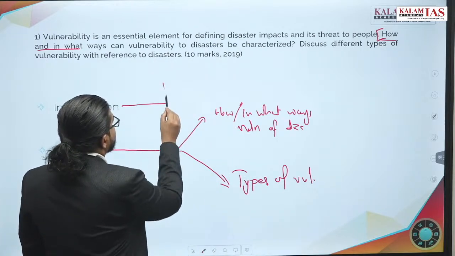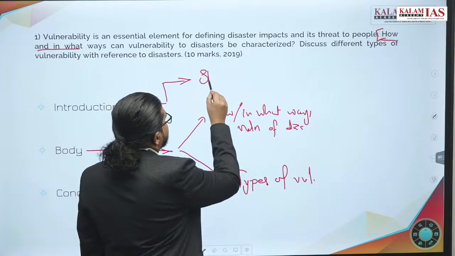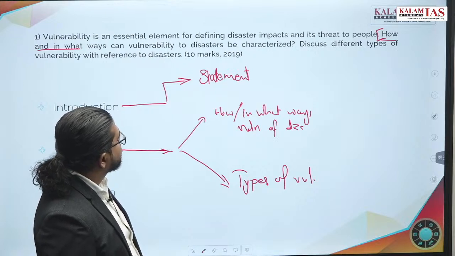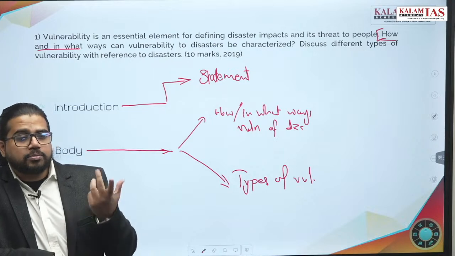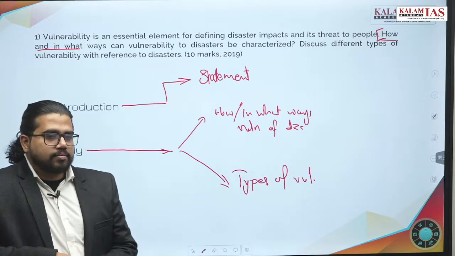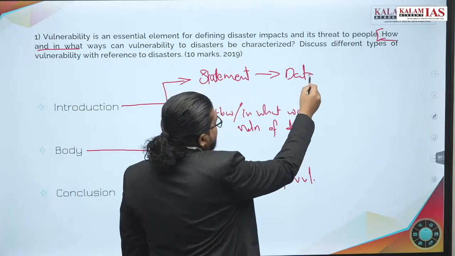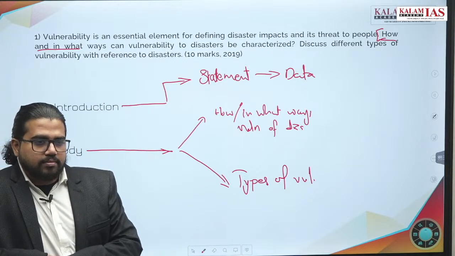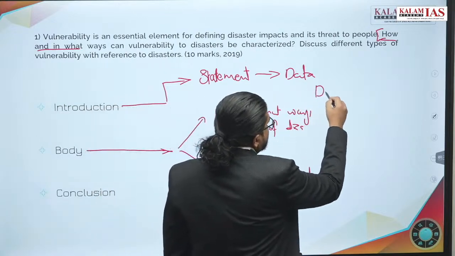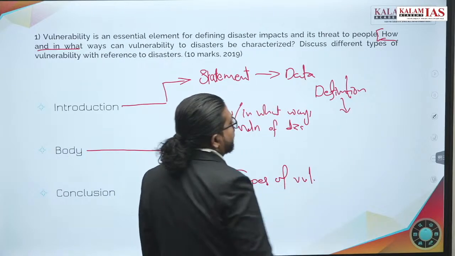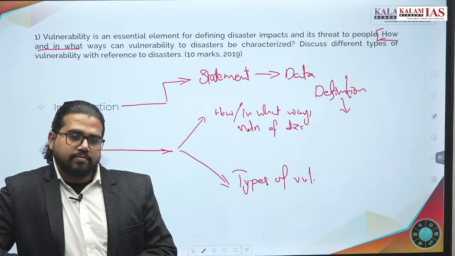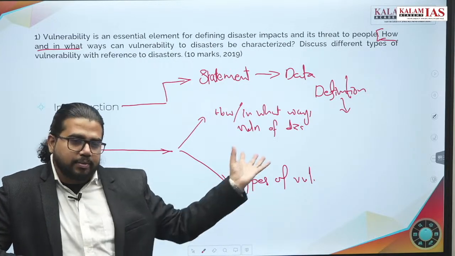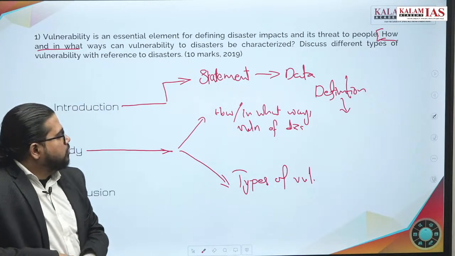What did you do in the introduction? You wrote about the statement. What is the statement's idea? So how did you substantiate the statement? You gave some data: 85% of India is vulnerable to some kind of major disasters. What else? Anyone given a definition? You gave a definition. So what is vulnerability? It is something of a place or a region or community, society, people that makes them susceptible to some kind of disasters. Good.